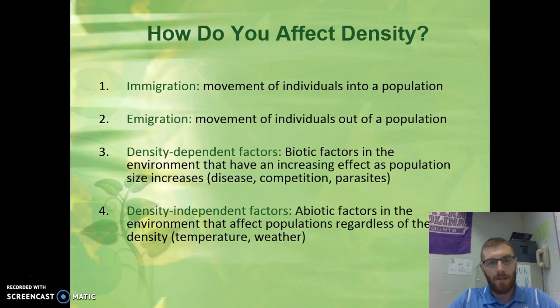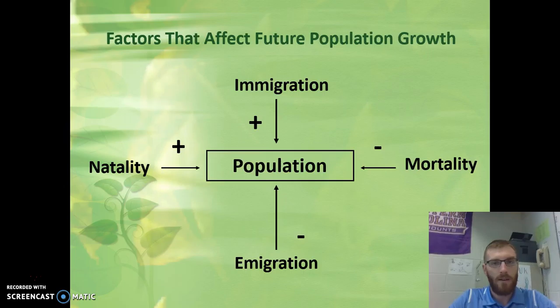There are several density-dependent factors. These are factors that will affect and change a population based on density. Things like biotic factors in the environment that have an increasing effect as population size increases. Think disease, competition, parasites. Disease is obviously going to increase the more individuals are packed into an area. And then there are density-independent factors, which are abiotic factors in the environment that will affect the population regardless of their density. So things like temperature, weather, and certain natural disasters. You can see here how all of these things affect population both positively and negatively.